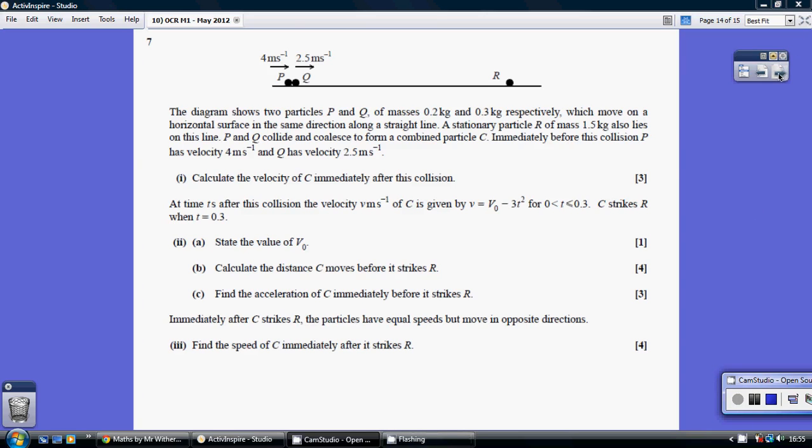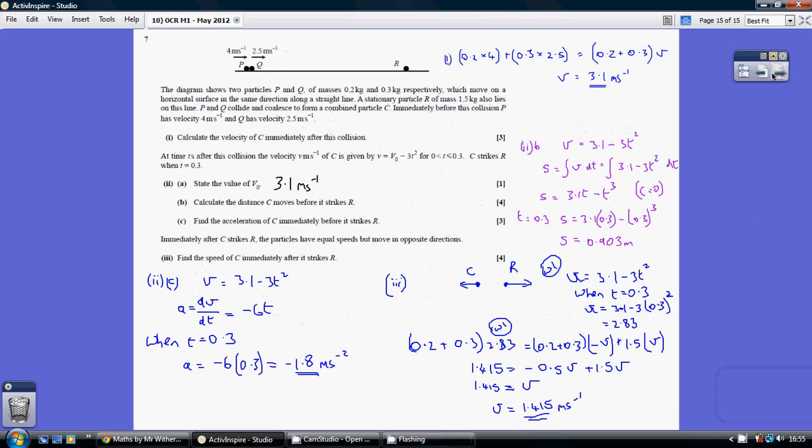Question 7. Calculate the velocity of c immediately after the collision. So, conservation of momentum. What's going on before the collision? The two momentums are 0.2 kilograms times the 4 for p, so that's mv for p, and mv for q is 0.3 times 2.5. So that's all the momentum prior to the collision.